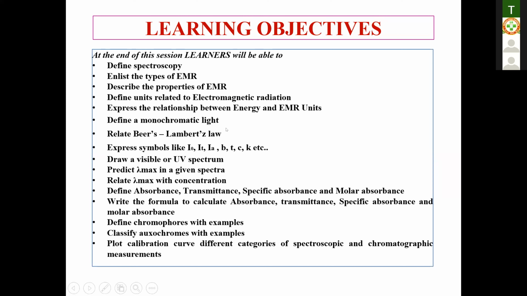You can relate Beer's law. Definitely, I'm not going to derive it today. And express symbols like I0, IT, IA, B, T, C, K, etc. And you'll be able to draw a visible or UV spectrum. You'll be able to predict the lambda max in the given spectrum. You can relate lambda max with concentration. And also you can define these terminologies like absorbance, transmittance, specific absorbance, and so on.